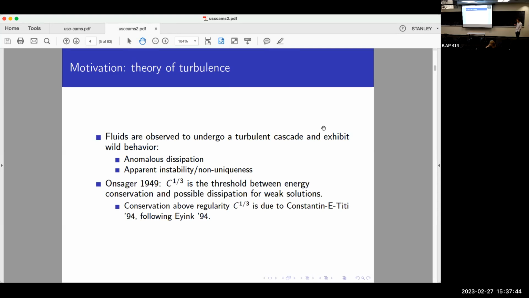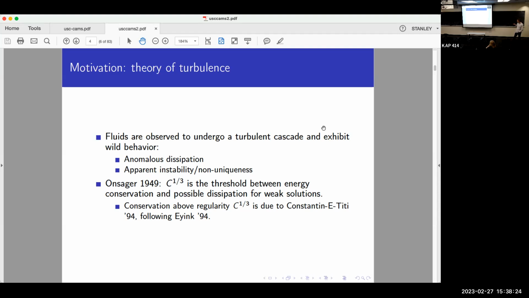So a very important contribution was that of Onsager, who looked at these turbulent cascades in Fourier space, and he did some semi-rigorous calculations and concluded that when it comes to anomalous dissipation, C^{1/3}, the Hölder space 1/3, forms the threshold between conservation of energy and possible dissipation of energy. When you're looking at weak solutions, even from the perspective of dimensional analysis, C^{1/3} is the right space where you start to see the failure of conservation of energy.